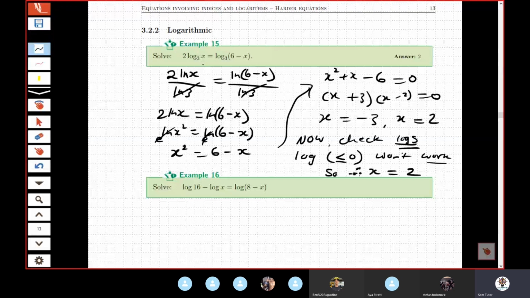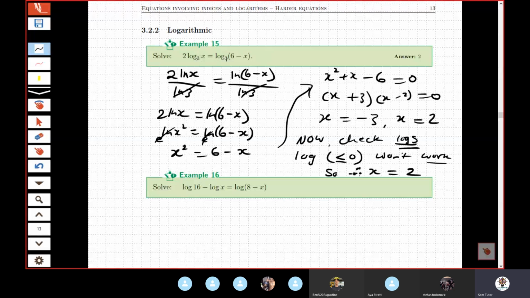Any questions? Let's look at that again. I first changed my base, or I realized I can just cross out the 3's, then you would have just written that as your first line. Bring the 2 up, exponential both sides, and then just solve, and then just do an extra check.